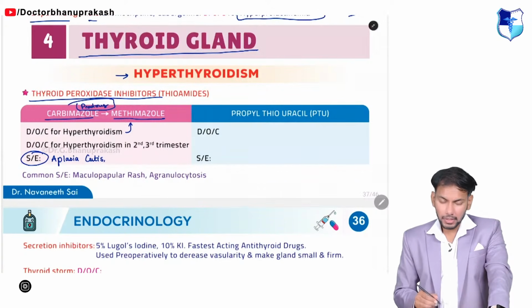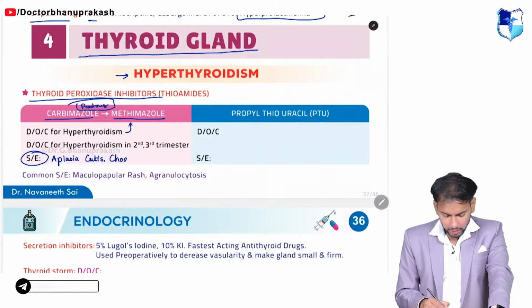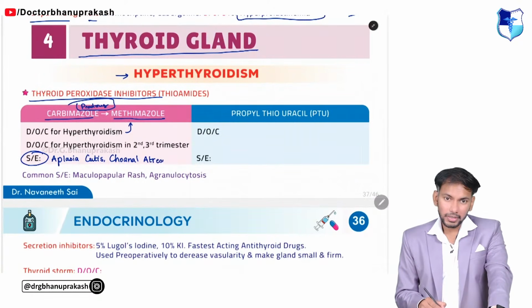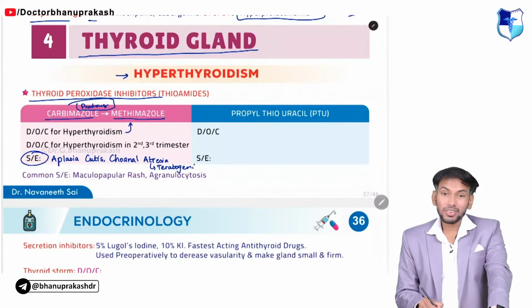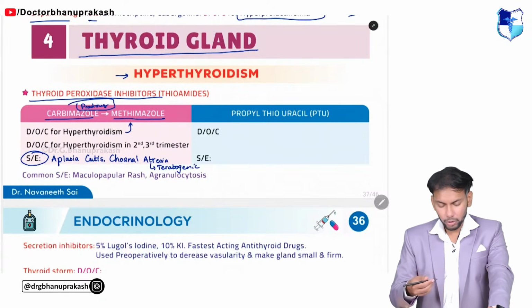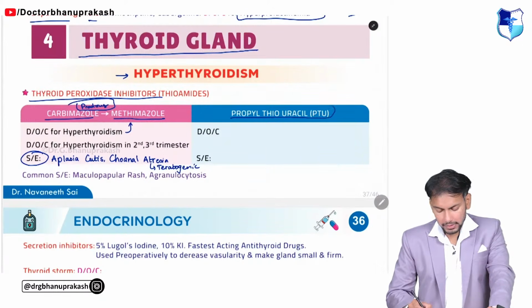Aplasia cutis, and it can also cause choanal atresia and esophageal atresia. These are teratogenic effects, no? So you cannot use them in pregnancy. So in the first trimester of pregnancy, you should use propylthiouracil, PTU.